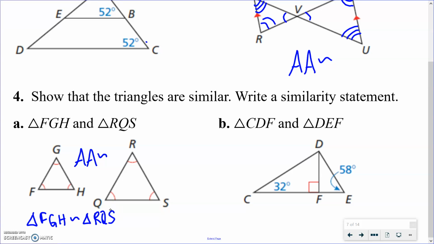Okay, and then over here we have CDF and DEF. Again I can do 180 minus 90 minus 32 and get that this is 58 degrees and that this one is 32 using the same reasoning here, and so we know it's angle-angle similarity again. And so I'm going to write a similarity statement that says CDF is similar to triangle DEF, and we know that because of angle-angle similarity.